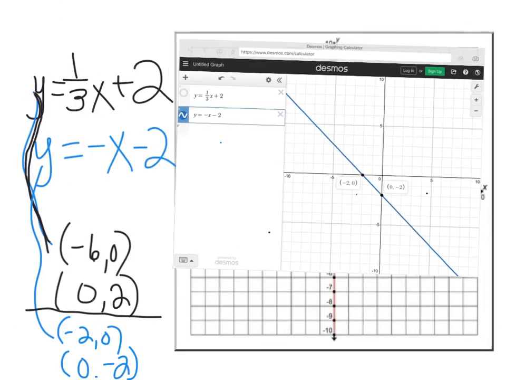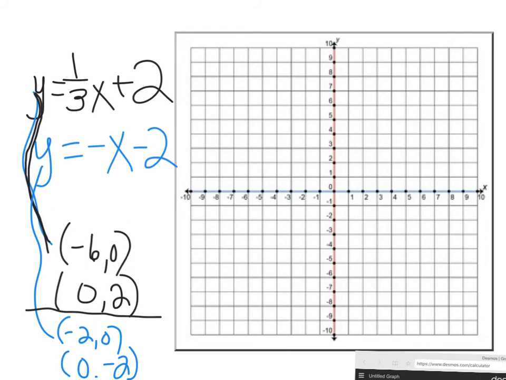I don't really need my Desmos anymore, so I'm going to move it down here. And now I'm going to recreate these, and I'm going to warn y'all in advance that it's difficult for me to graph perfectly on my iPad screen with my hand. So we're going to do the best we can. Okay, so to graph this black line, I'm going to start with a dot at negative 6, 0. So I'm going across here to negative 6, 0. I'm going to put my point right there.